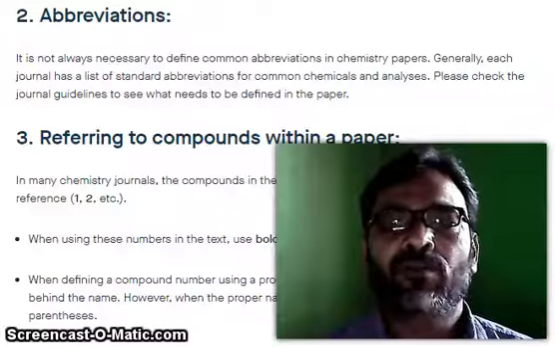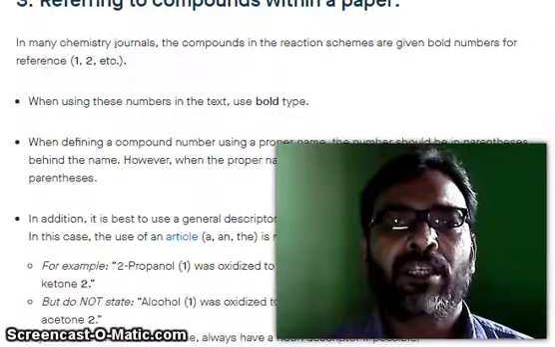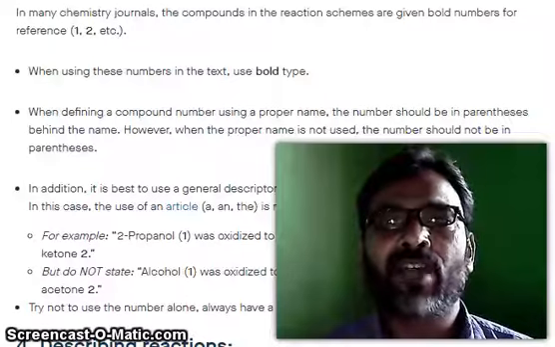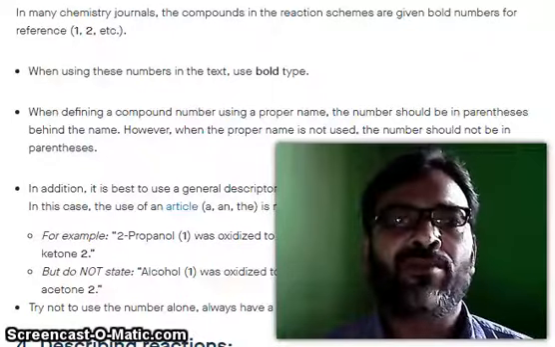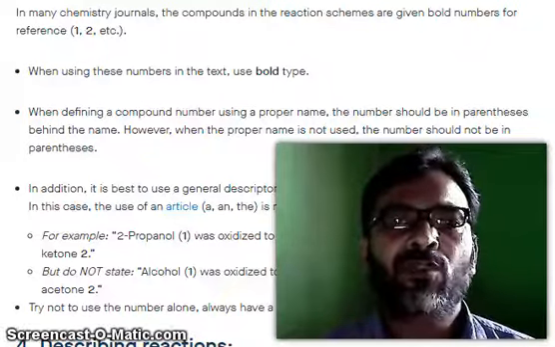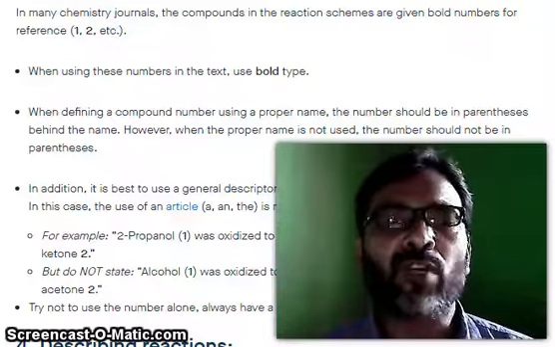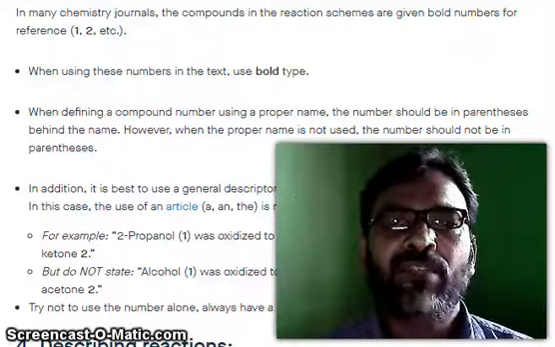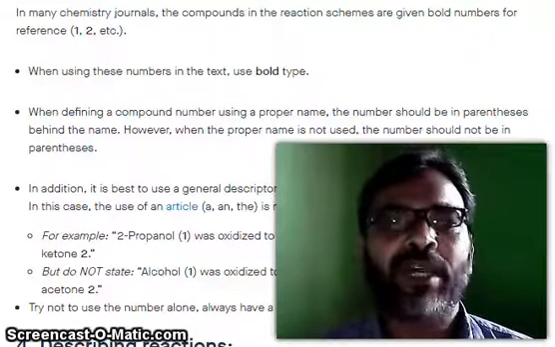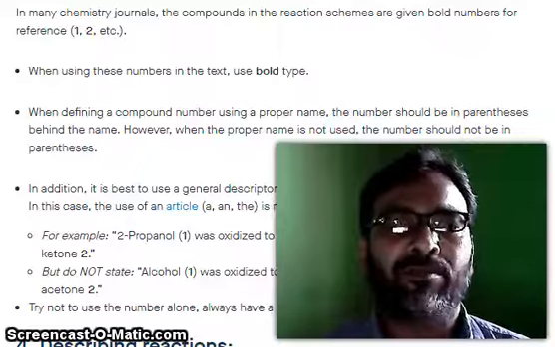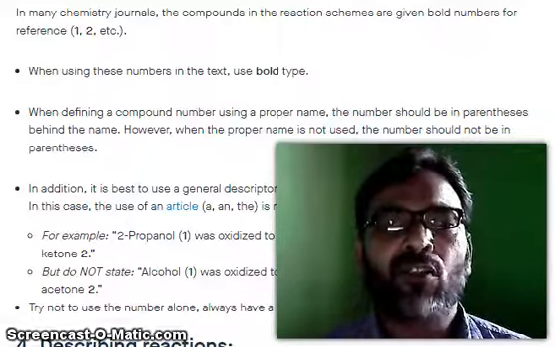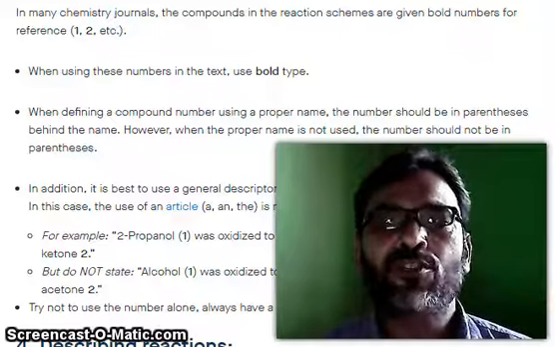Referring to compounds within a paper, in many chemistry journals, the compounds in the reaction schemes are given bold number for reference. For example, you see here, when using these numbers in the text, use bold type. When defining a compound number using a proper name, the number should be in parentheses behind the name. However, when the proper name is not used, the number should not be in parentheses.